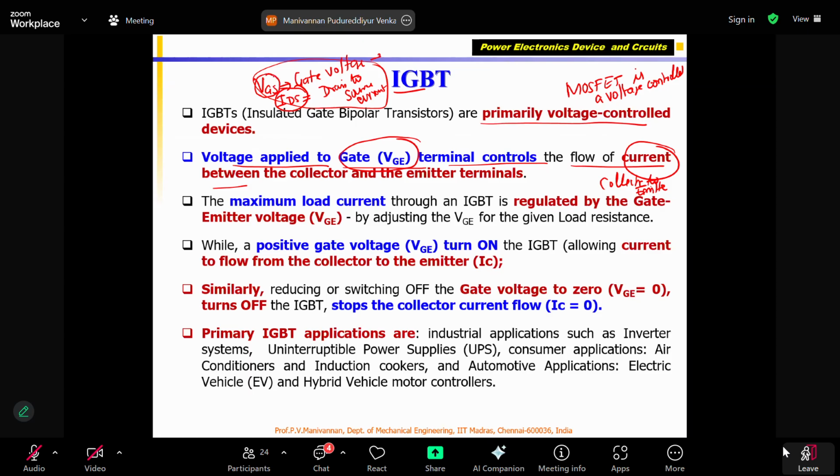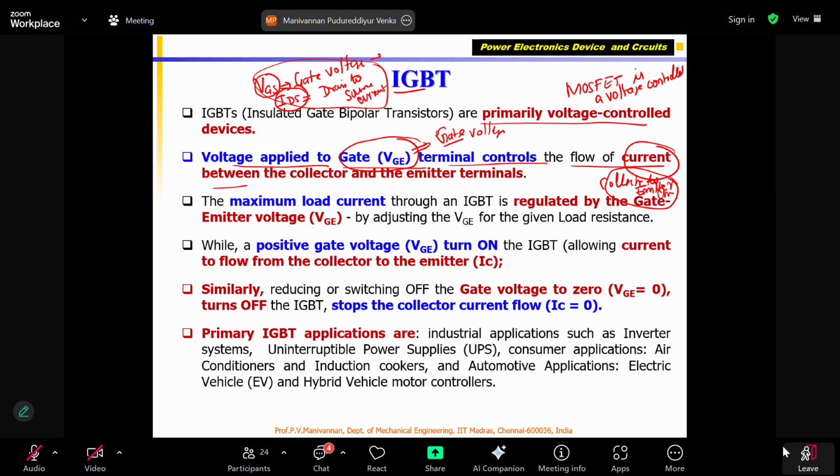But in case of the IGBT, you control the gate voltage because the gate of the MOSFET forms the input for the IGBT. Already we saw the symbol. So when I change the gate voltage, the collector to emitter current is controlled. The output stage is a transistor. Already I told you the transistor advantage of low saturation voltage across VCE.